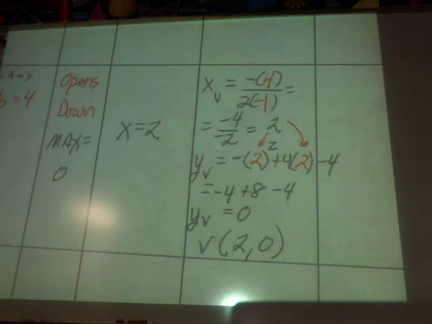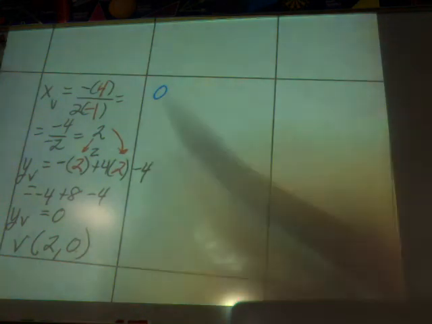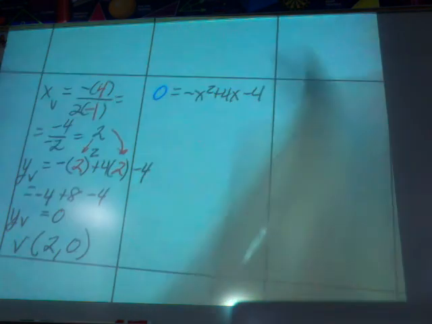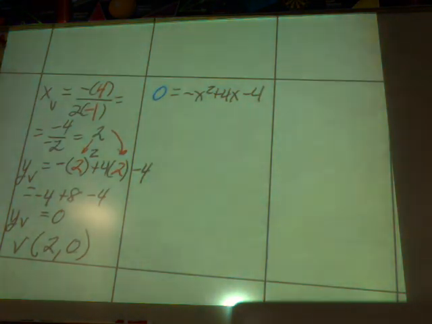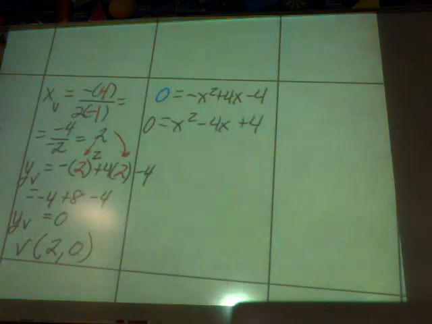We already know that we're having just 1 zero, but it's got to be a double root, right? Here's what I would do. If I had the following, remember we're going to let y equal 0, and currently we have negative x squared plus 4x minus 4. Do we like to factor when x squared is negative? No. So what should we do? I would multiply everything by negative 1, personally. So if I multiply everything by negative 1, I get 0 equals x squared minus 4x plus 4.